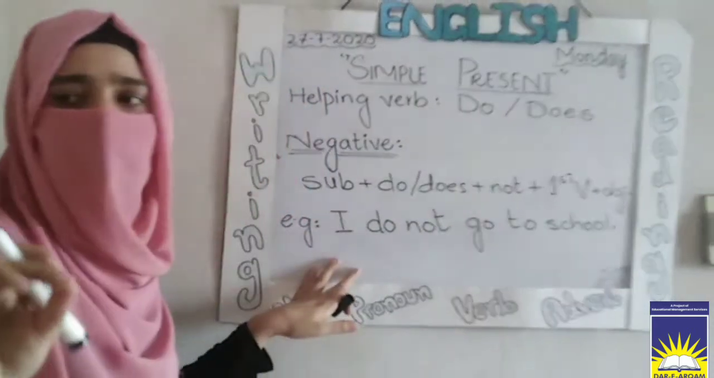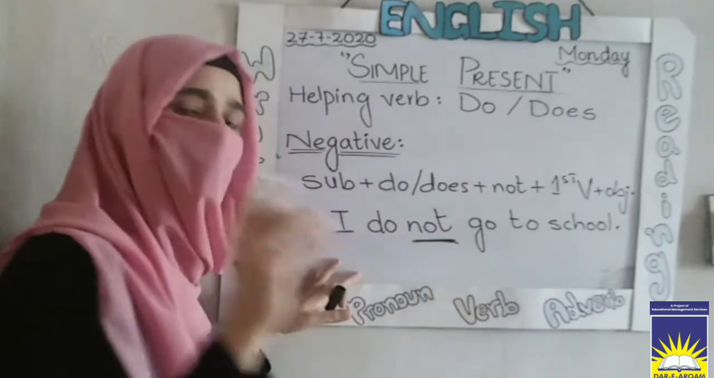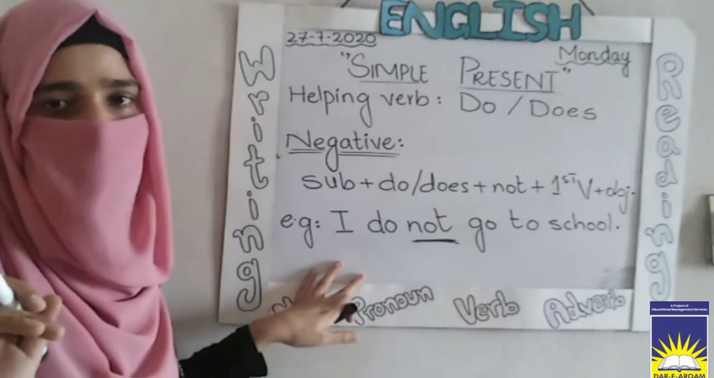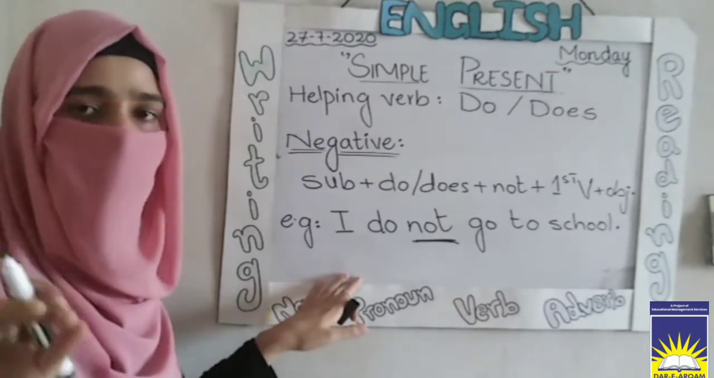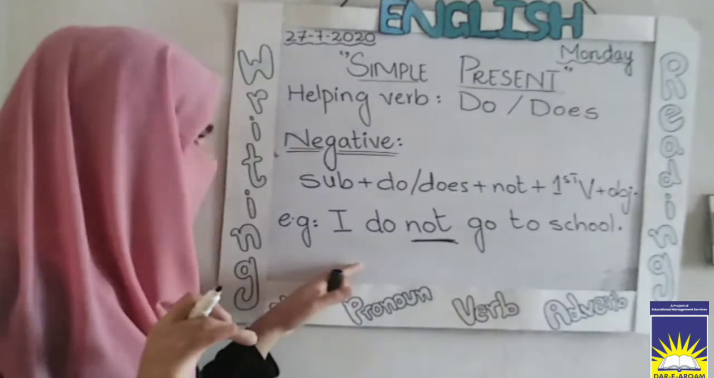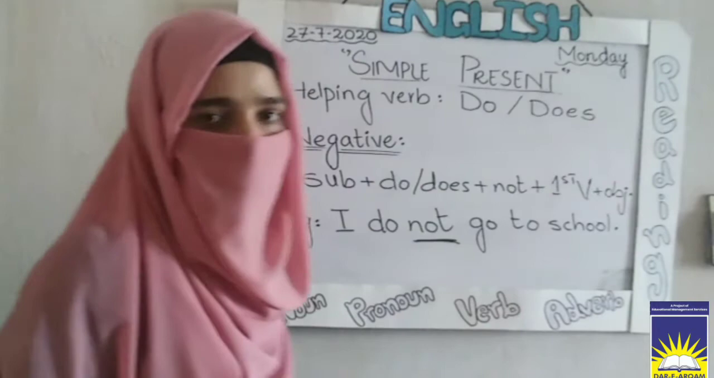The basic thing in negative sentences is this one. You have to write not, because negative sentences are denying sentences. So you always have to write not in the sentence. I hope that it is clear to you. Very good. Now, let's have a look at the next type of sentence.